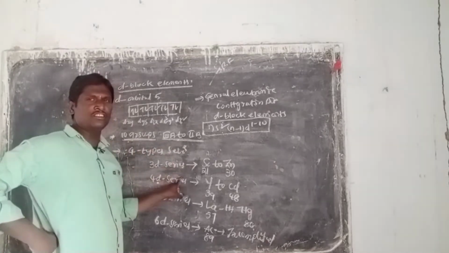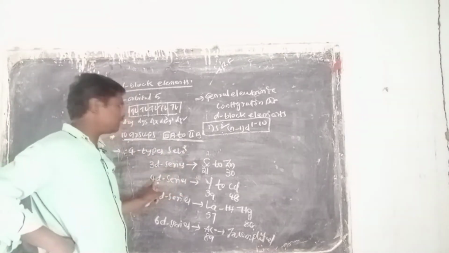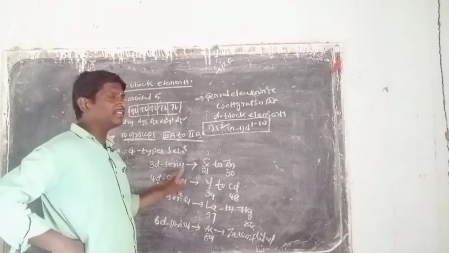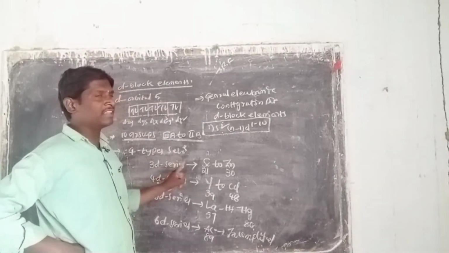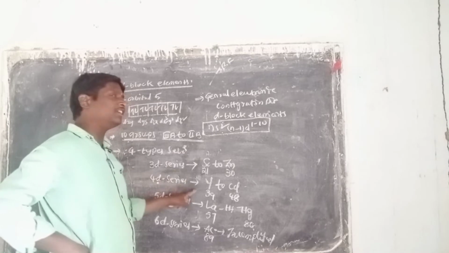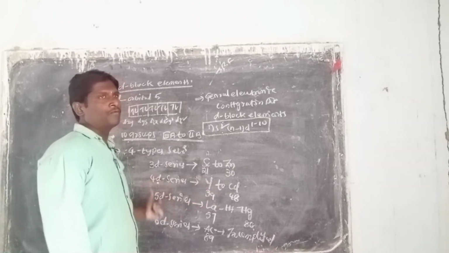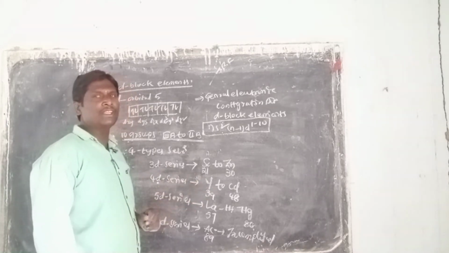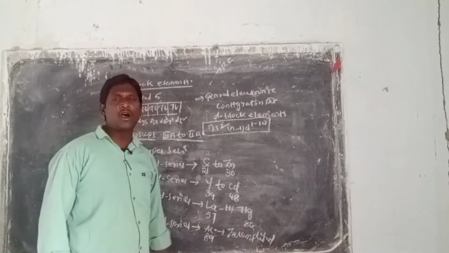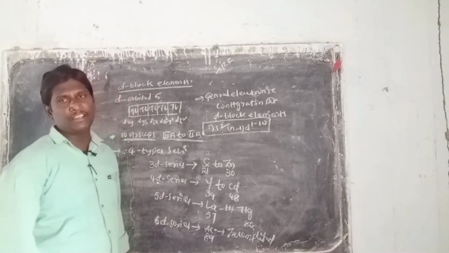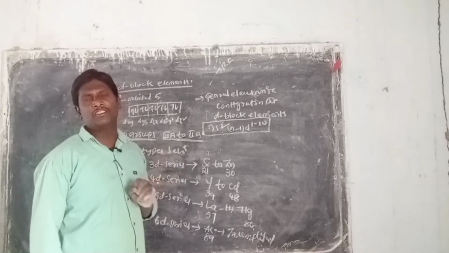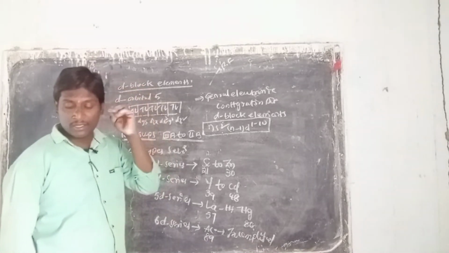4 types of series are present. The 3D series is scandium to zinc, the 4D series is yttrium to cadmium, the 5D series is lanthanum to mercury, and the 6D series, actinium, is incomplete. This is the information about the D block elements.